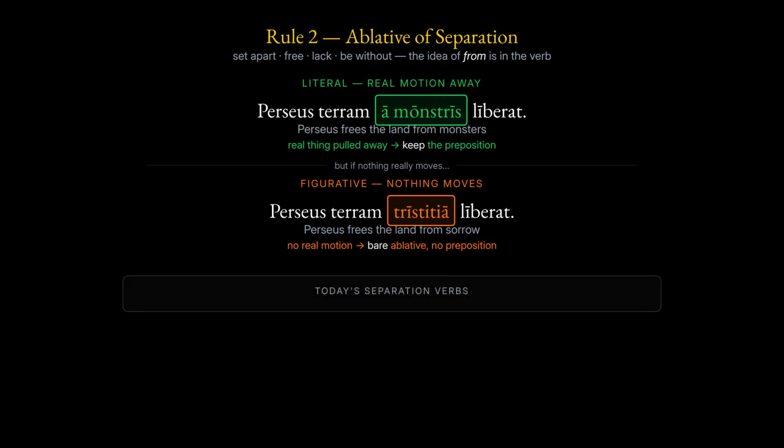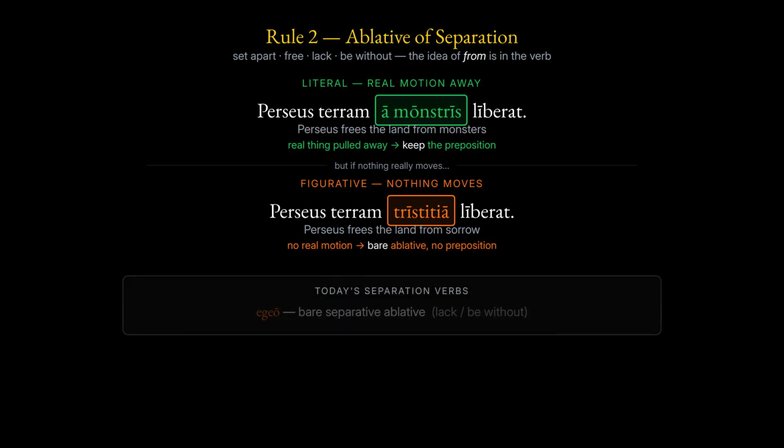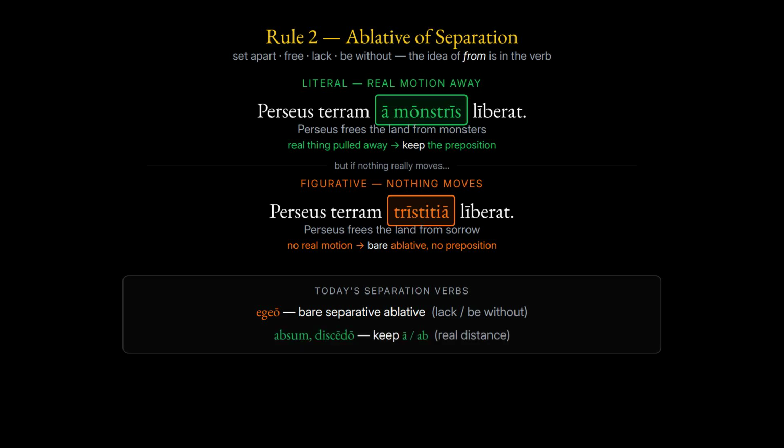This same fork governs today's verbs of separation. To lack or to be without is figurative deprivation, so it takes the bare ablative alone with no preposition. But to be absent and to depart mean real distance from a real place, so they keep their preposition, as you will see in the exercises.